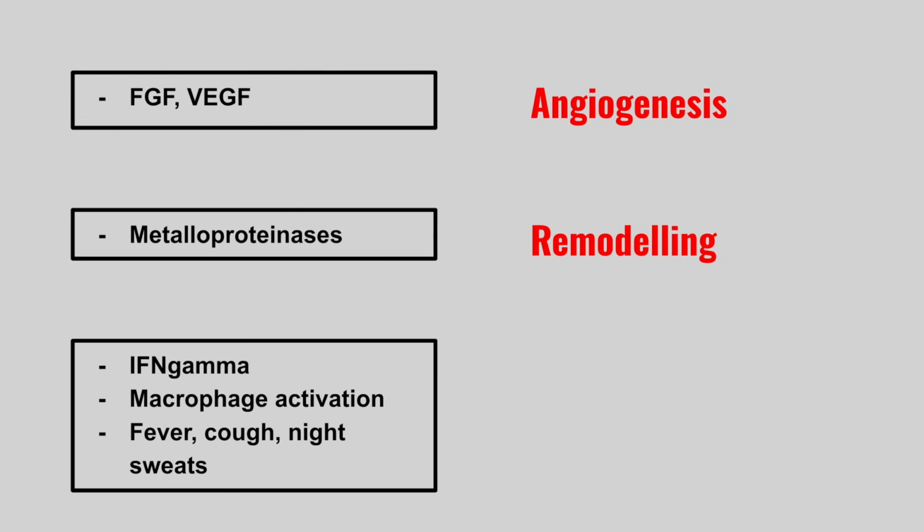Now we'll see which factors are involved in the following processes. So FGF and VEGF. These are involved in angiogenesis. The next one is metalloproteinases. This is remodeling. The next one involves IFN gamma, macrophage activation, and the patient can present with fever, cough, and night sweats.